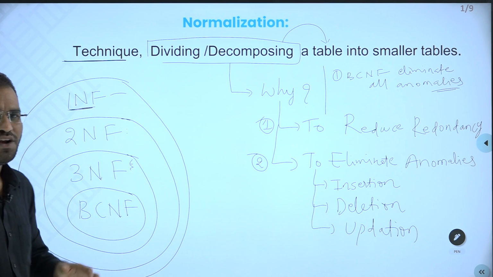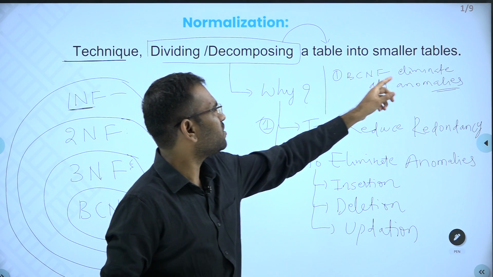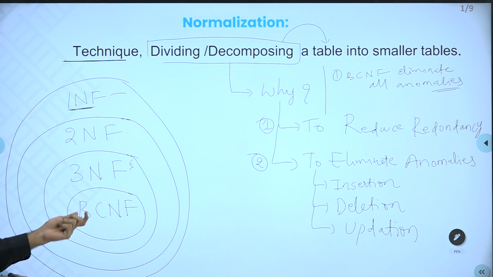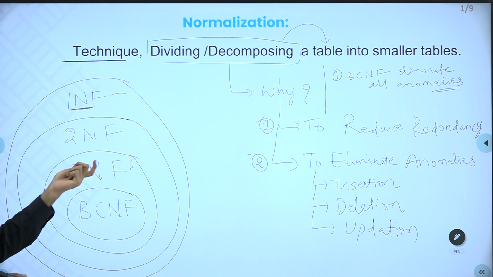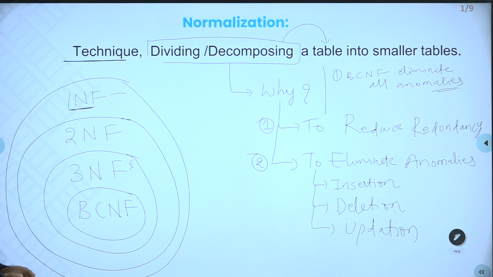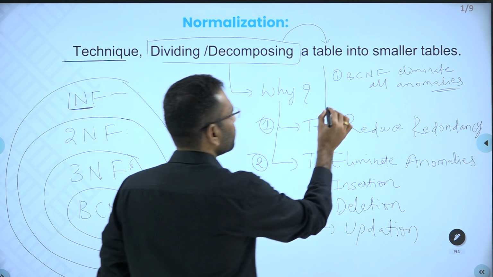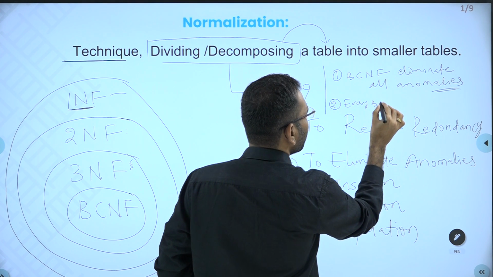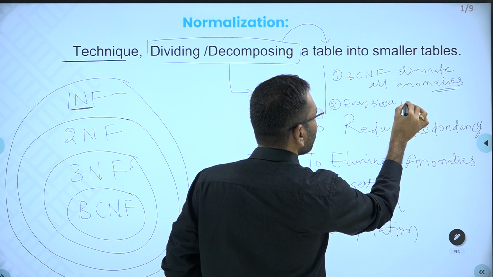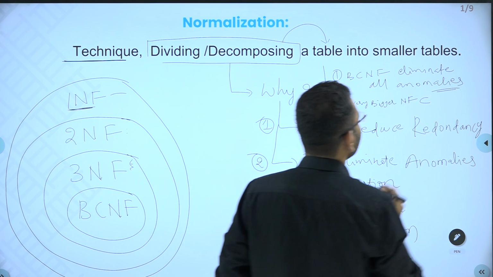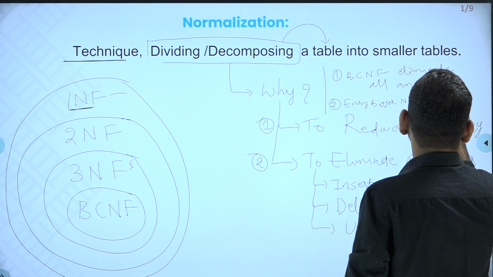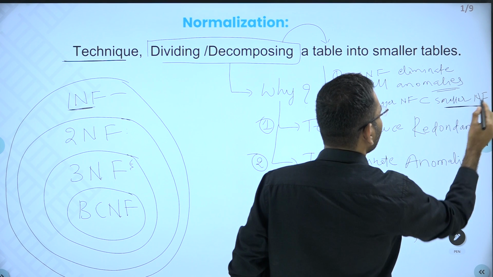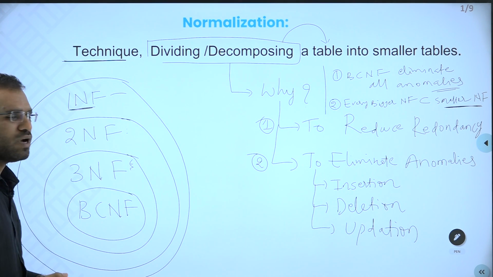What is the one line you are understanding here? BCNF is eliminating all the anomalies. That is the first point. And the second point is what? Every bigger normal form is a proper subset of the smaller normal form. This you have to understand: every bigger normal form is a smaller normal form.